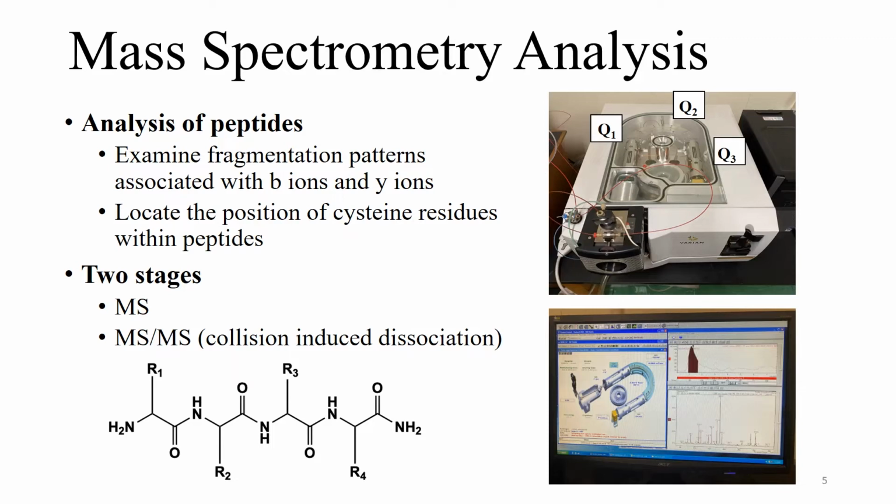But I don't know if you can see next to Q3, there's a little gold piece there. That is called the detector, and it's going to be sent to the computer in order to give us our graph, which we will see here.